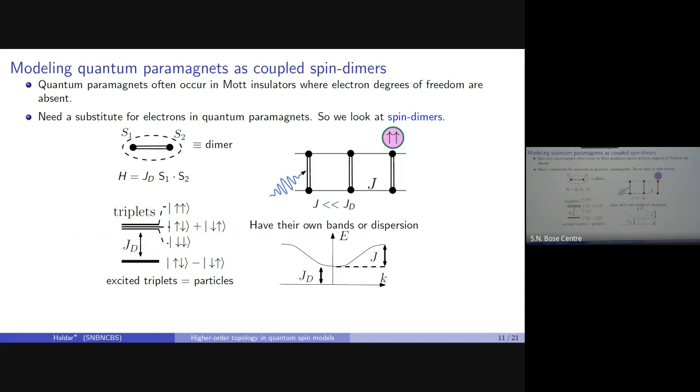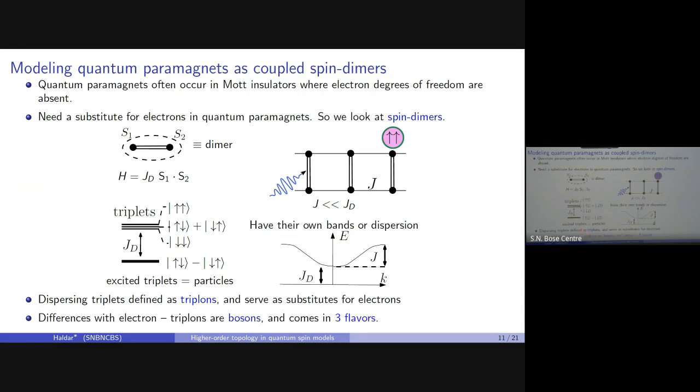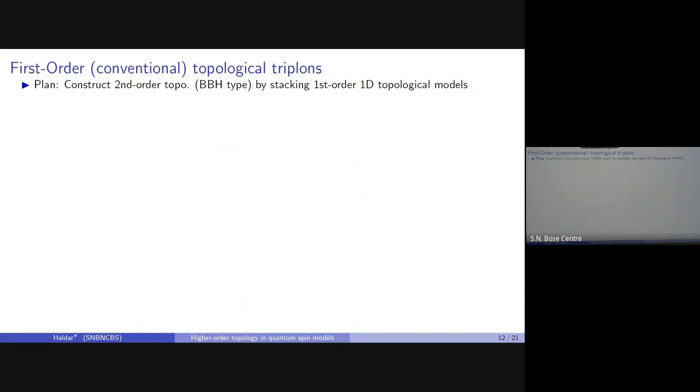All right. But of course, let me remind you of the basic difference. These dispersing triplets, I call them triplons. Sorry, I used a different name earlier. Let me now formally define. These dispersing triplons are fundamentally different from what we saw in electrons, in that they are bosons, and these triplons will come in three flavors because they got generated from a threefold degenerate state.